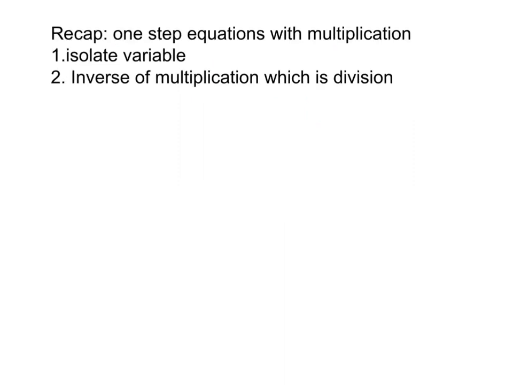So to recap one-step equations with multiplication, our goal is to isolate the variable by doing the inverse of multiplication, which is division. If we are multiplying by a fraction, you are going to multiply both sides by the inverse or the reciprocal of the fraction.